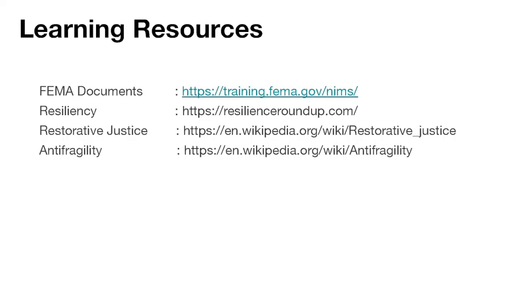As a further learning resource, I have shared a few links. FEMA, the Federal Emergency Management Agency, is probably one of the best sources of all sorts of incident management standard operating procedures and guidelines. But other than that, I have also added a few emerging fields, things like resiliency, restorative justice, and anti-fragility, that I think you can always incorporate and learn more about.